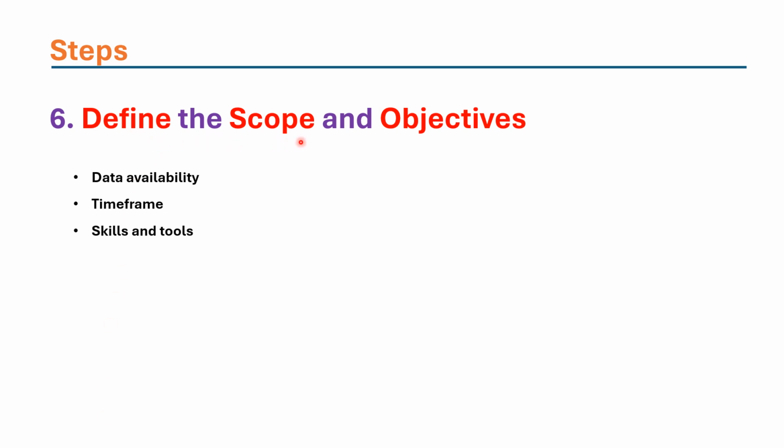And then you need to define the scope and the objectives, right? So that is again based on the data availability, time framework, and the skills and the tools that you have. So you need to determine whether the things are satisfied, then you can come up with your objectives. So you could remember that earlier we discussed that once you do a literature review, you can come up with a question. The question was, what is the impact of ESG practices on firm value? Evidence from listed manufacturing companies in Sri Lanka.